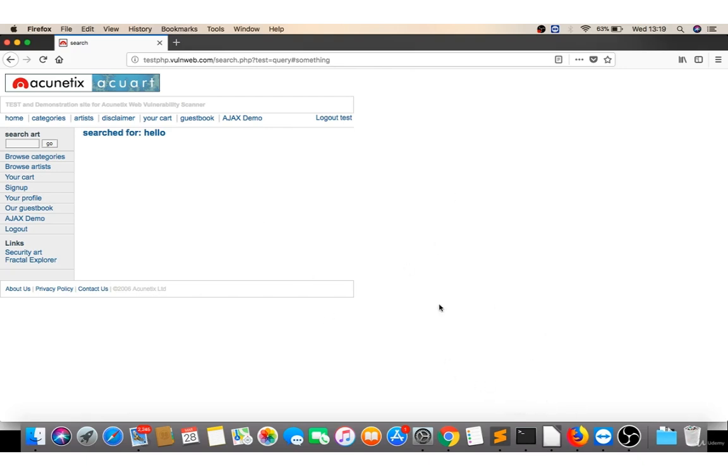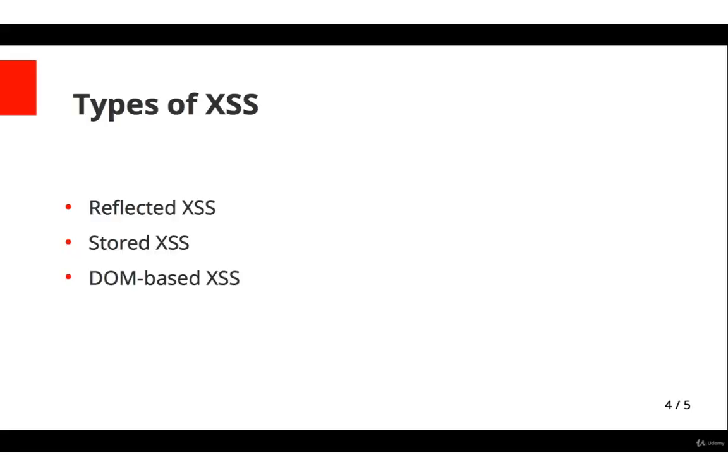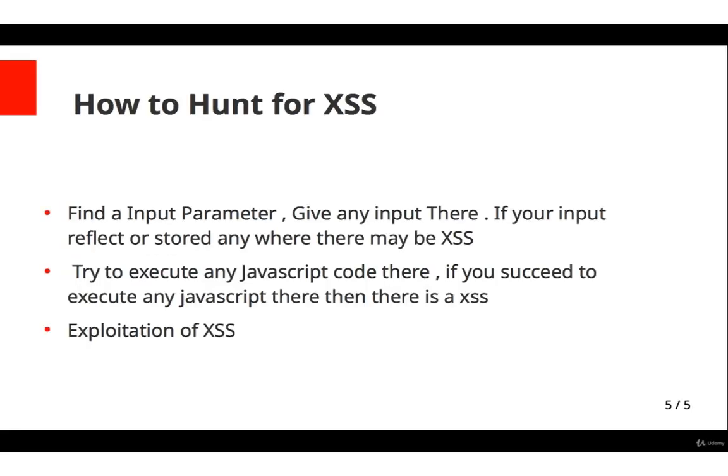Now let's talk about how to hunt for cross-site scripting. You have to find an input parameter, then give input there. If your input is reflected or stored anywhere, there may be cross-site scripting. Second, try to execute any JavaScript code there. If you succeed in executing any JavaScript there, then there is cross-site scripting. And the third part will be exploitation of cross-site scripting, which we will see later.